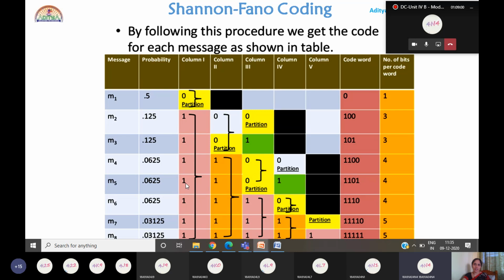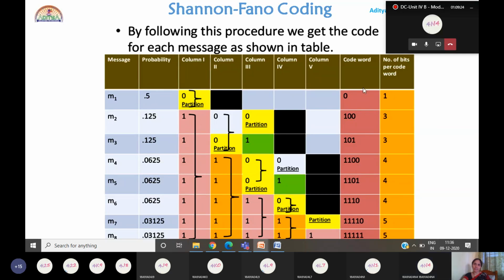M5, what is it? 1101. Okay. Next M6: 1110. Okay. M7: 11110, four ones and a 0. Okay. Next M8: 11111, five ones. Okay, good. Next, the code word length.